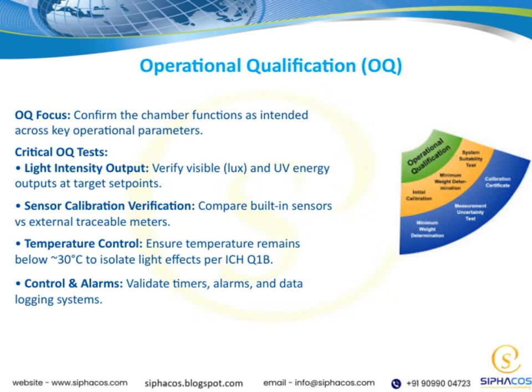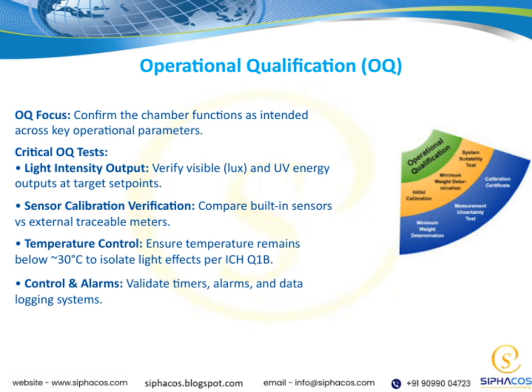Next, we have sensor calibration verification. It's important to compare the readings from the built-in sensors against external traceable meters. This step helps us confirm that the sensors are accurate and reliable. Temperature control is another vital aspect. We need to ensure the temperature stays below approximately 30 degrees Celsius. This is especially important to isolate the effects of light, in accordance with ICH Q1B guidelines, which focus on photostability testing. Finally, we validate the control systems and alarms.